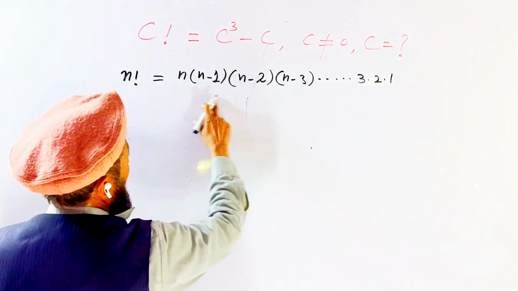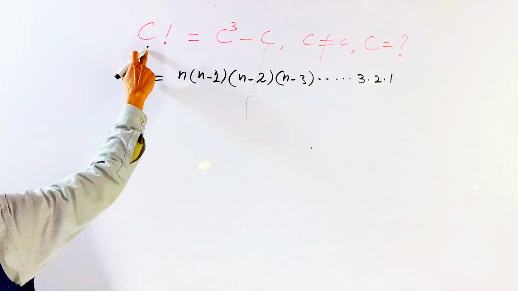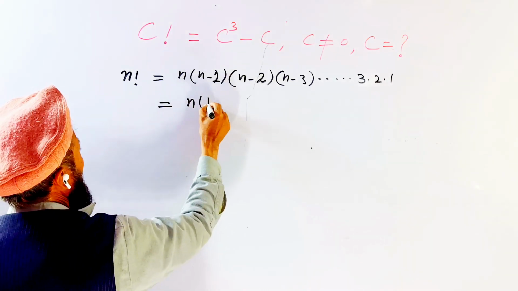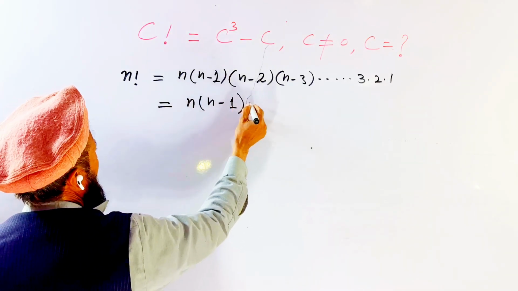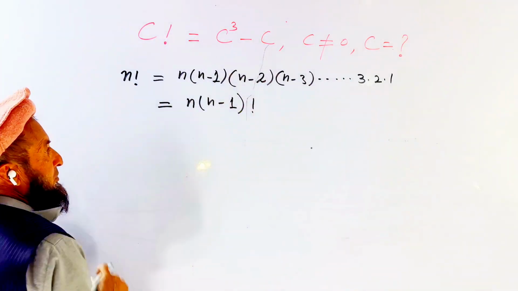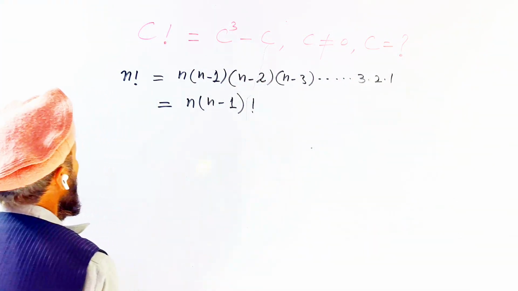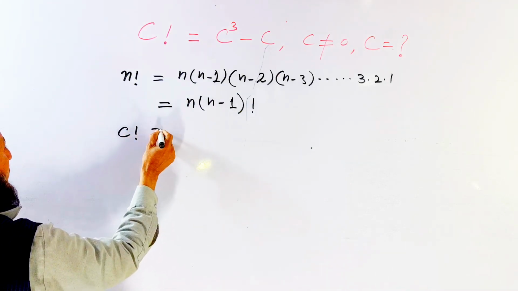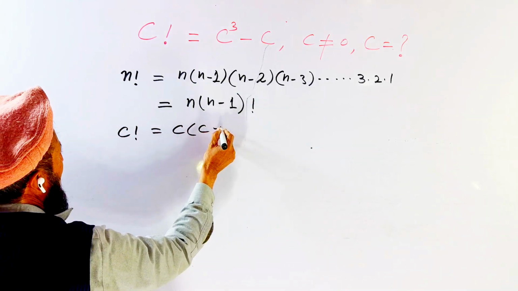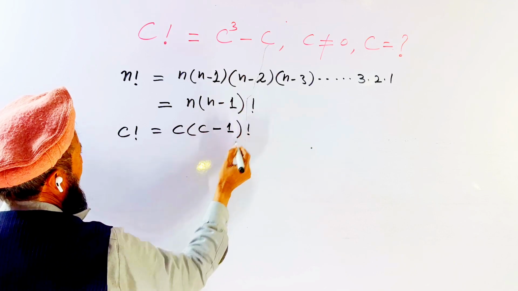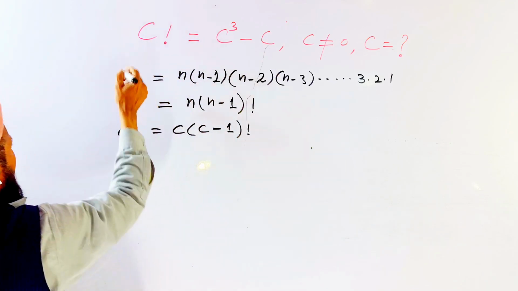According to this definition of factorial, we are expanding C factorial. For example, we need n into n minus 1 factorial, so we can write the full term according to this and reduce the form. Here we can write C factorial is equal to C into C minus 1 factorial. According to this definition, we are using it here.